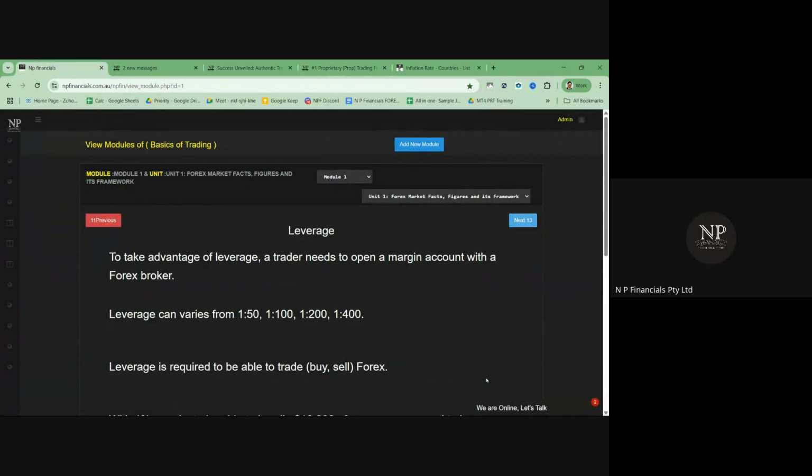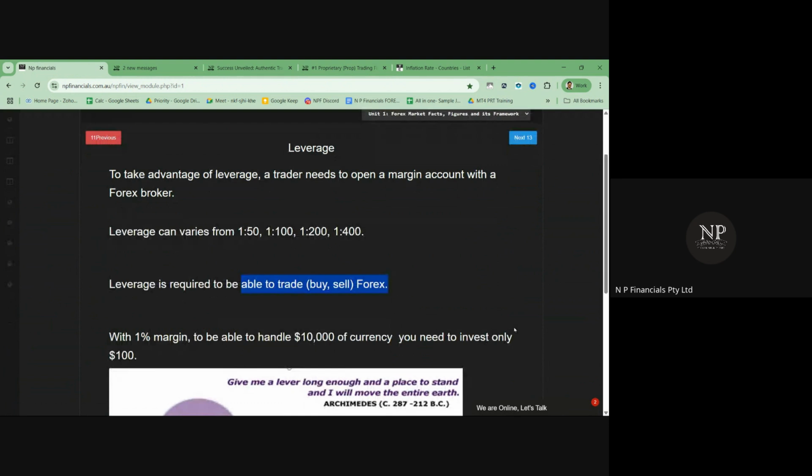To take advantage of leverage, a trader needs to open a margin account with a forex broker. That's what you have done with Go Markets. Leverage can rise from 1:30, 50, 100, 200, 400. Leverage is required to be able to trade on 100%. Margin and leverage are very close in concept, they're just the opposite.